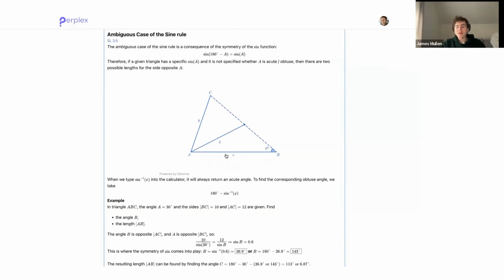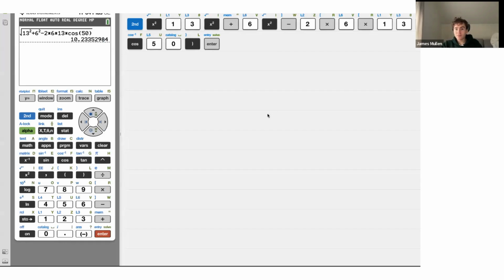When I type sine negative 1 of x into the calculator, it's always going to return an acute angle. But to find the corresponding obtuse angle, we take 180 degrees minus sine negative 1 of x. Let me show you something on the calculator to help solidify this concept.